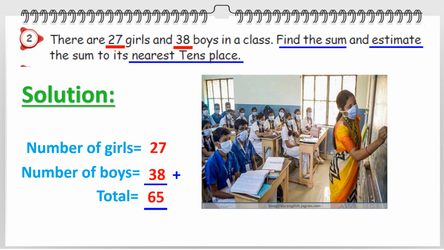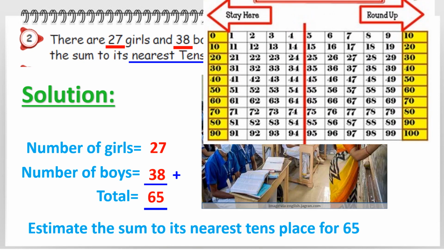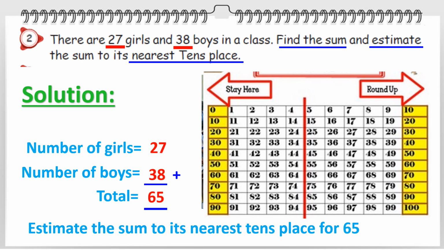Now we need to find the estimation for 65 only. So estimate the sum to its nearest tens place for 65. Shall we check in this? Okay. As you know well, because the number ends with 5, isn't it? So here it must be right and you have to round it up. Clear? So for 65, answer will be 70. So this is an approximating symbol. So you can use it instead of equal to. Right. So 65 is not equal to 70. This is an approximate, estimated value. So you have to enter this symbol only. Clear?